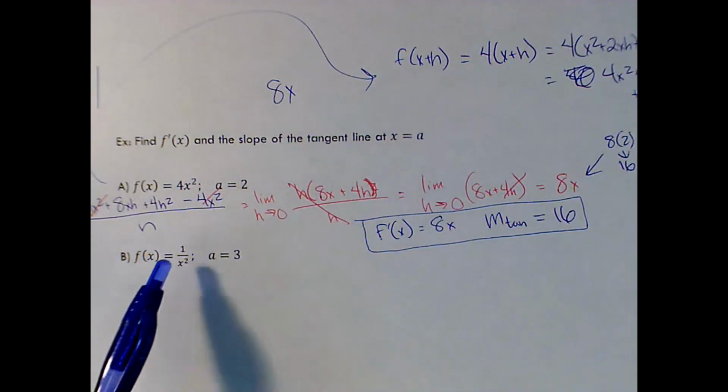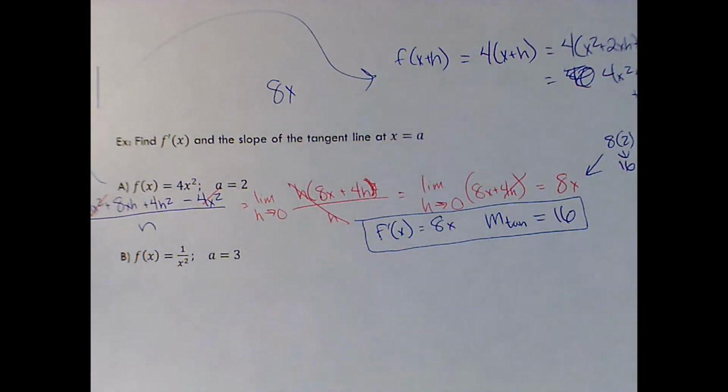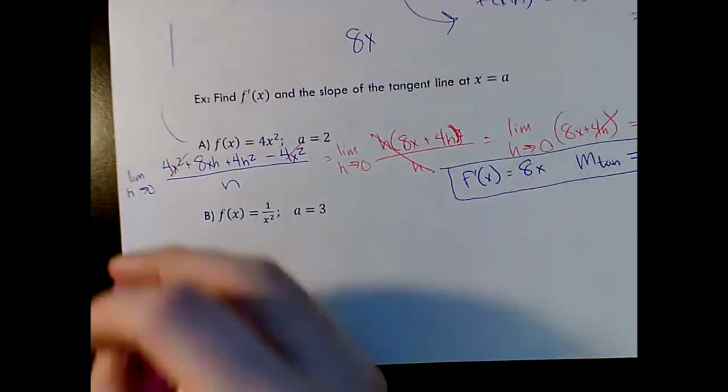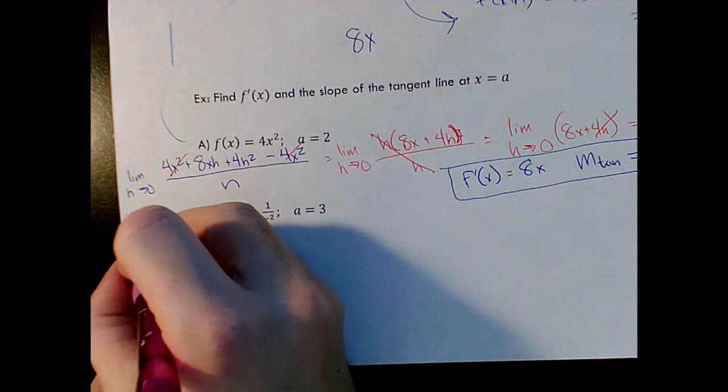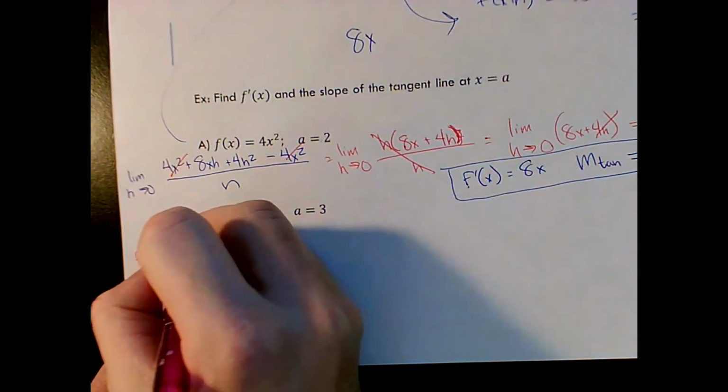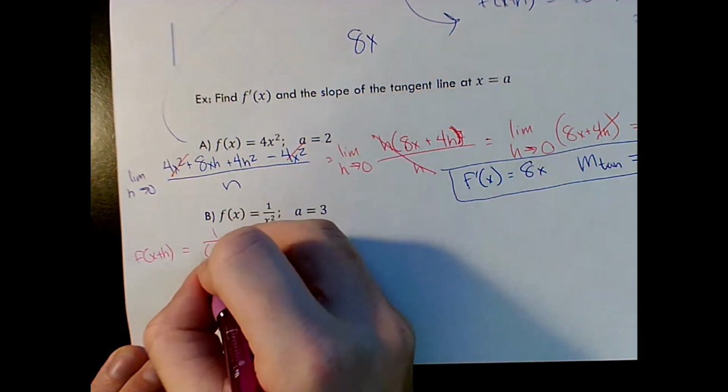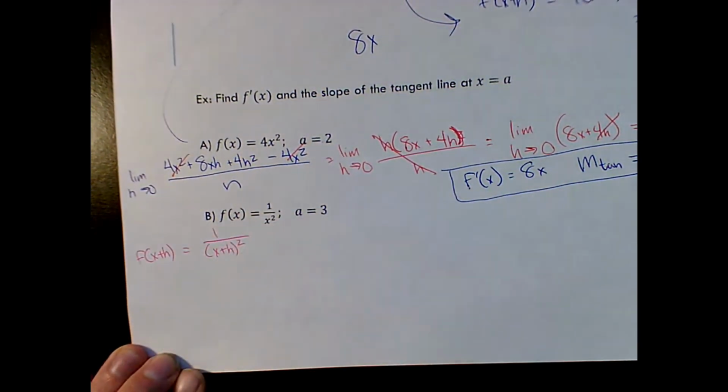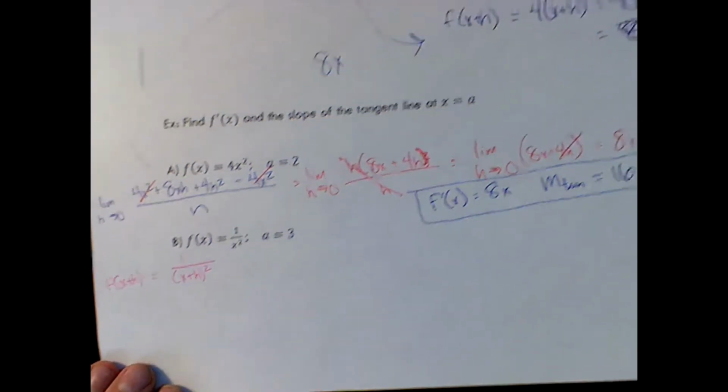I could have sworn we've done this one already, but we must not have. Maybe in the previous section we did. I don't know. No big deal. No big whoop. f of x plus h is going to equal 1 over x plus h squared. I'm going to leave it like that just for now. It may not be necessary that I leave it like that, but I'm just going to leave it like that.